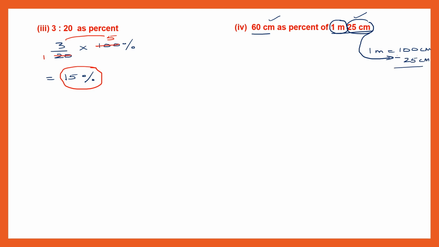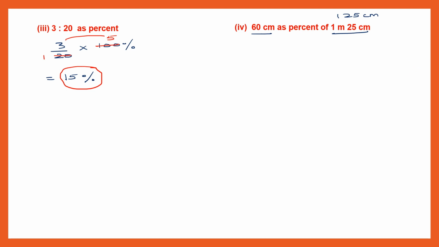So when we add this, what do we get? 125 centimeters. So this has now become 125 centimeters. Here also we have centimeters, and there also we have centimeters. Now we have to express 60 centimeters as a percent of 125 centimeters.